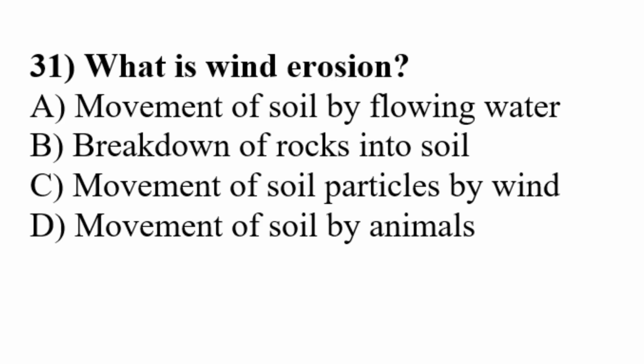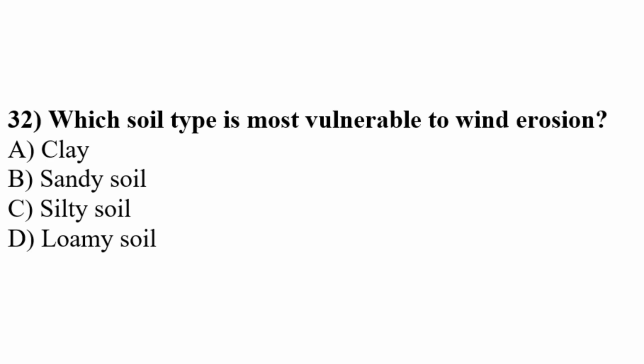31. What is wind erosion? A. Movement of soil by flowing water. B. Breakdown of rocks into soil. C. Movement of soil particles by wind. D. Movement of soil by animals. Answer: C. Movement of soil particles by wind.